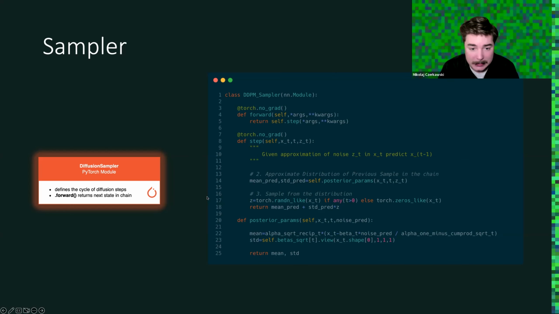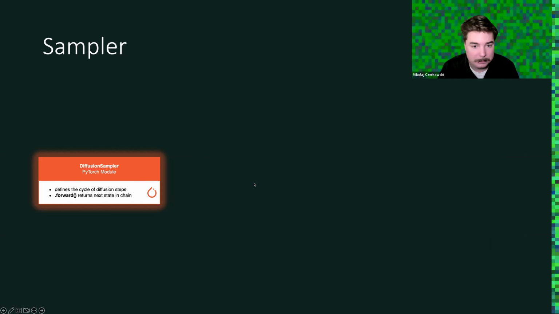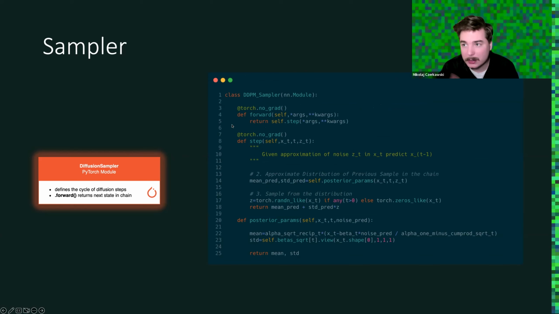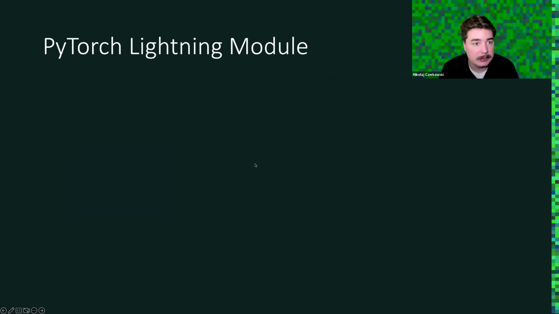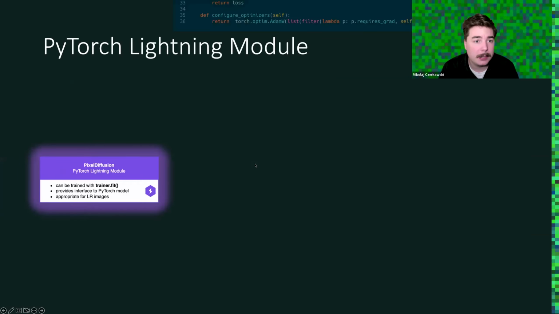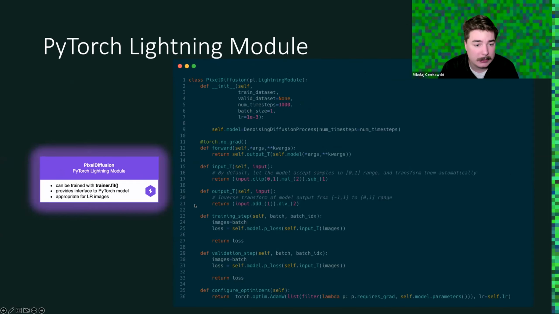But basically, the mean is based on the noise prediction, and the noise prediction is predicted by the network within the denoising diffusion process rather than a sampler. Okay. So that was the DPM. Finally, the PyTorch Lightning module. There's not that much left to do because a lot of stuff is just going on inside those submodules.